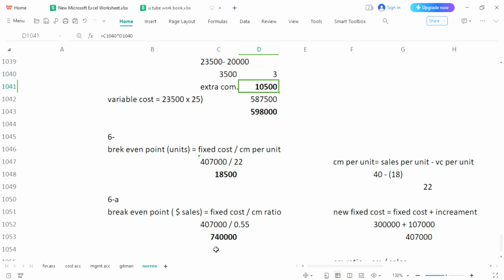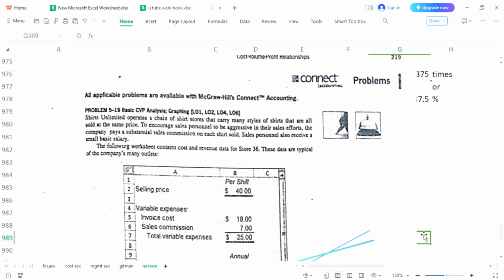In a similar way, in the sixth point, you calculated the new fixed cost for the first time. He is saying to add an extra $107,000 for fixed cost. So these are twists. Please note it down. I'm highlighting these amounts. How did you calculate your extra commission 10,500 in the fifth point? And how did you calculate 407,000 as your new fixed cost? Please mark it, repeat it as many times as you can. So in this way, we are concluding our question number 5.19.